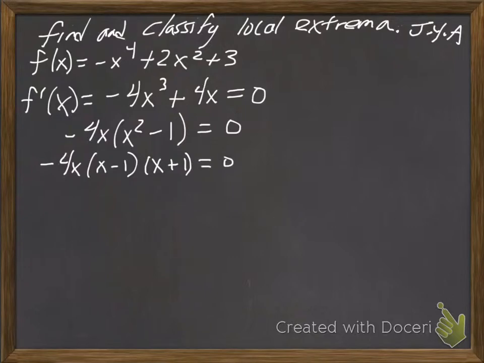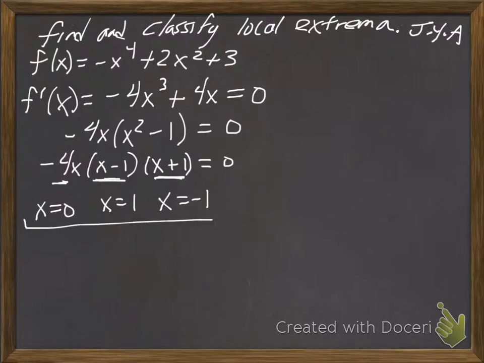So here we have three critical numbers, three possible extrema. x equals 0 from the first term, x equals 1 from the second term, and x equals negative 1 from the third term. So these are all of our critical numbers. They could be extremes, but until we use a number line as one method, we won't know for sure.